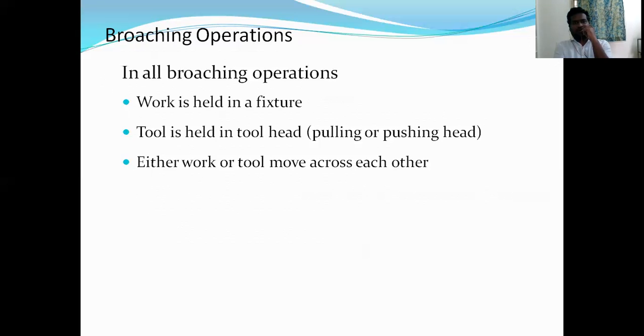So in pushing or pull type operations, the workpiece is fixed and the cutting tool is moving on the workpiece. But coming to surface broaching operations, the cutting tool is held in a tool head and the workpiece is held in a fixture. Both are fixed in position, but while doing the operations, they move across each other. After that, in continuous broaching operations, the tool is fixed at one place and the workpieces are moved across the broach tool.